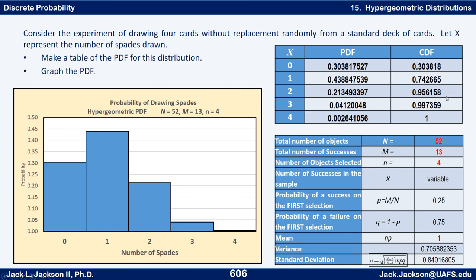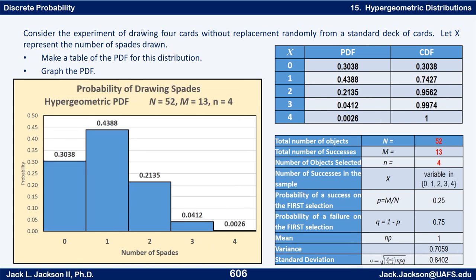It's also the median, and you can see why. The median is the first X value where the CDF is at or above 0.5. The first time this gets at or above 0.5 is at 1, so 1 is the median as well. The variance is this thing without the square root. It's N minus n over N minus 1 times npq, and I worked that out with a calculator here, and I got this number. Square root that to get the standard deviation there. So you see how you can work some of this out.